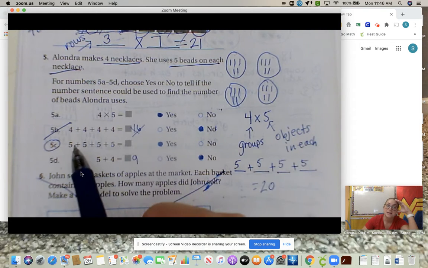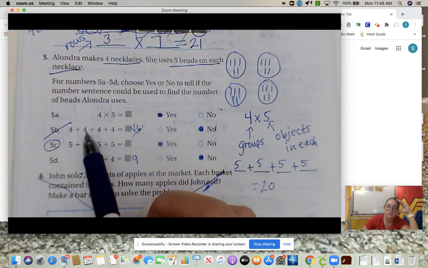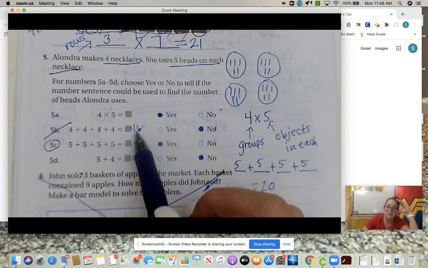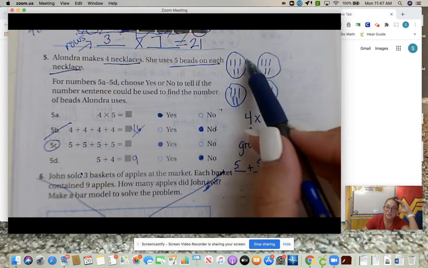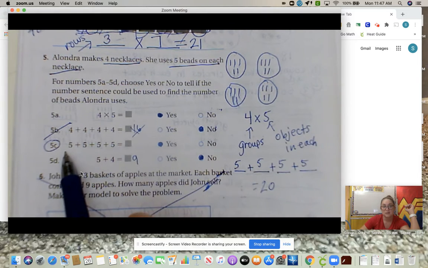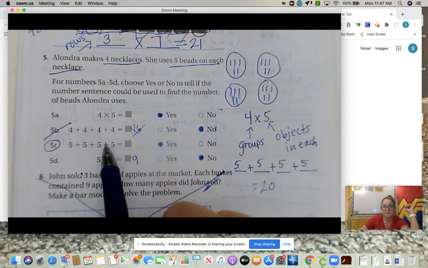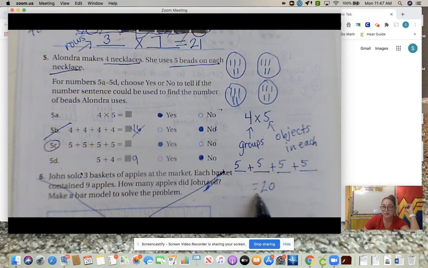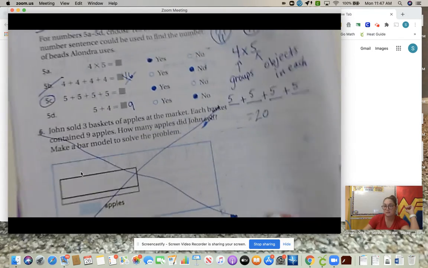So yes. Try 5B. 4 plus 4 plus 4 plus 4 is 16. Well, how many do we have? 5, 10, 15, 20. So nope. C, 5, 10, 15, 20. That matches our 20. So yes. And then 5 plus 4 is 9. 9 does not match 20. So that's a no.